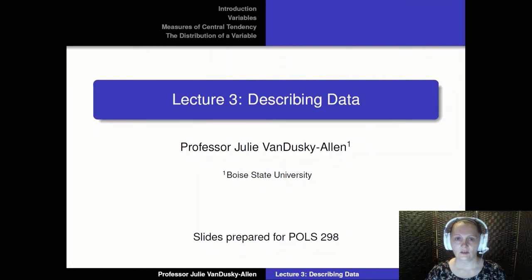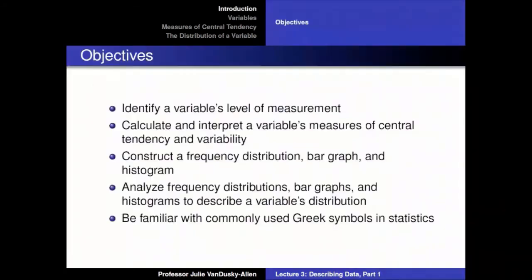This is Lecture 3, Describing Data. By the end of this lecture, you should be able to identify a variable's level of measurement, calculate and interpret a variable's measures of central tendency and variability, construct a frequency distribution bar graph and histogram, analyze frequency distributions, bar graphs, and histograms to describe a variable's distribution, and be familiar with commonly used Greek symbols in statistics.